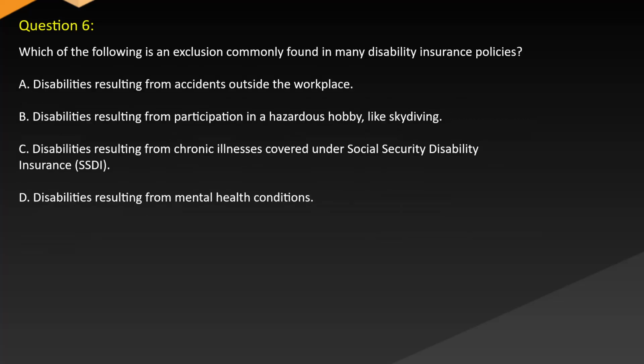Question 6. Which of the following is an exclusion commonly found in many disability insurance policies? A. Disabilities resulting from accidents outside the workplace. B. Disabilities resulting from participation in a hazardous hobby like skydiving. C. Disabilities resulting from chronic illnesses covered under Social Security Disability Insurance (SDI). D. Disabilities resulting from mental health conditions.